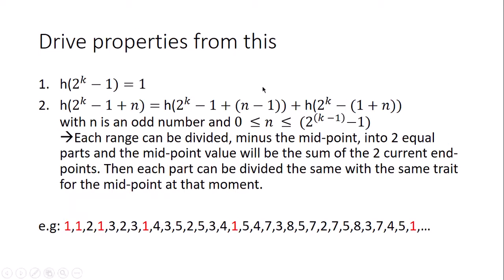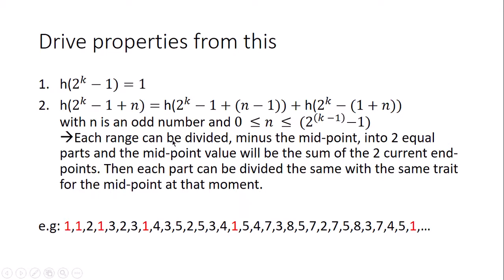From this, I'm going to derive two properties that will help me create my algorithm to solve the problem. Firstly, 2 power k minus 1 plus n will equal the sum of the values at n minus 1 and n plus 1, which holds only when n is an odd number and n is larger than or equal to 0 and smaller than or equal to 2 power k minus 1 minus 1. This I already showed and proved to you in the previous session. But the real property I need is actually derived from this.